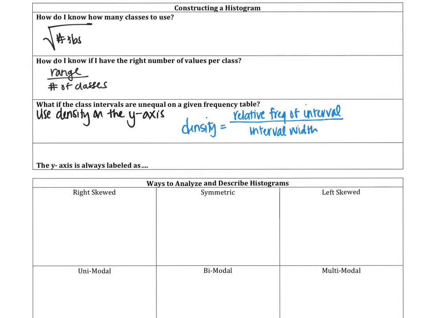That way we can compare densities, but we cannot really compare relative frequencies because they're not going to be on the same level. They're different widths, so that's not going to be fair. But the density we can look at and compare, as you will see in your examples tonight. The y-axis is always going to be labeled as frequency, relative frequency, or in those specific cases, density. Those are your top 3 labels for the y-axis.